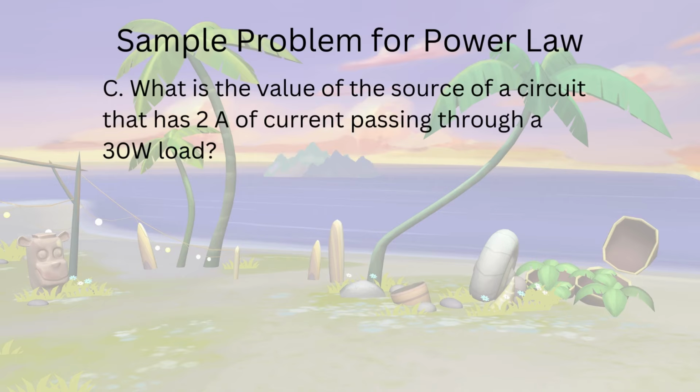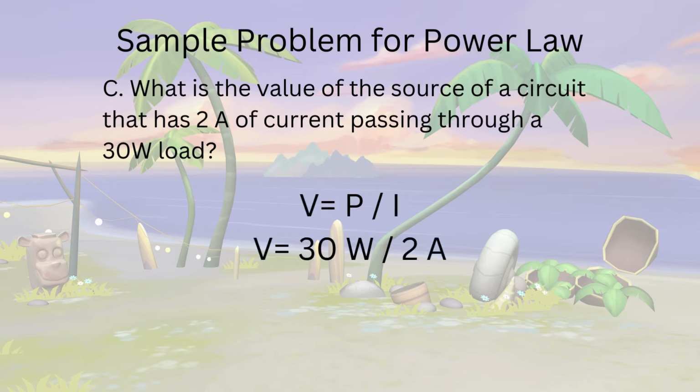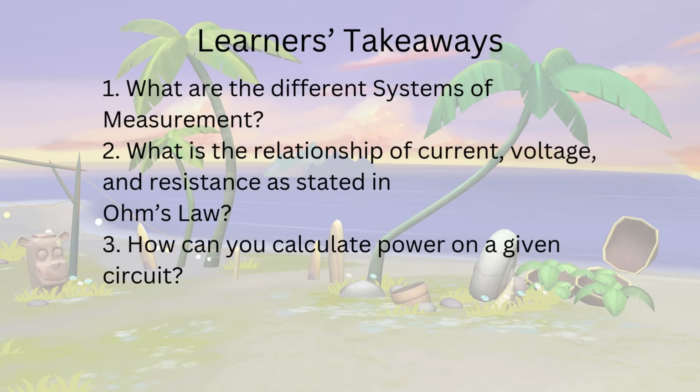Number 3. What is the value of the source of a circuit that has 2 A of current passing through a 30 W load? V equals P divided by I. V equals 30 watts divided by 2 amperes. Voltage equals 15 volts.